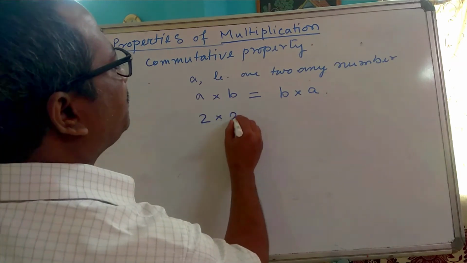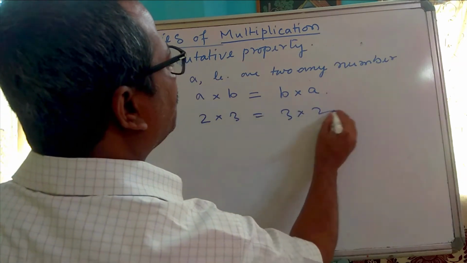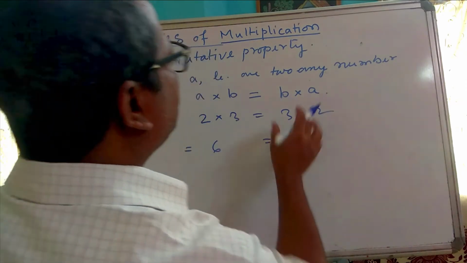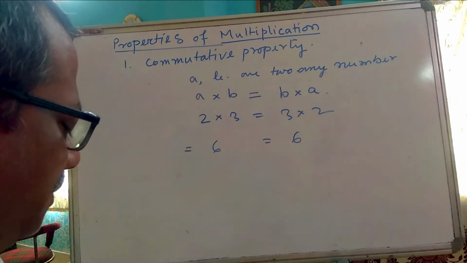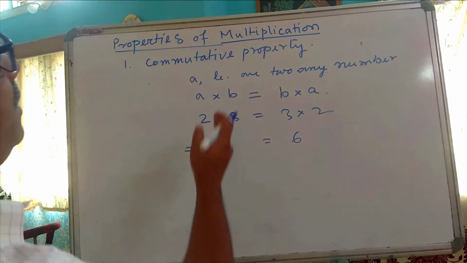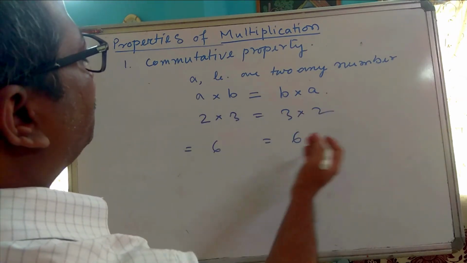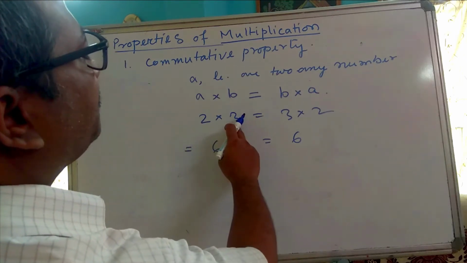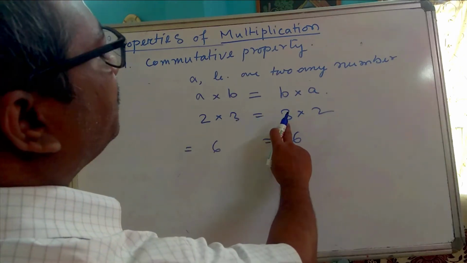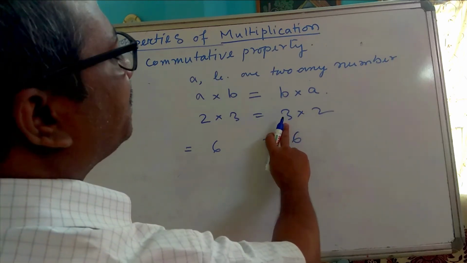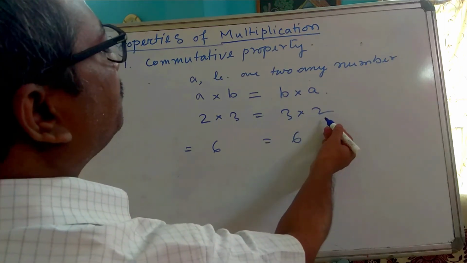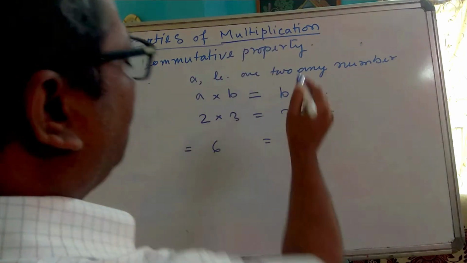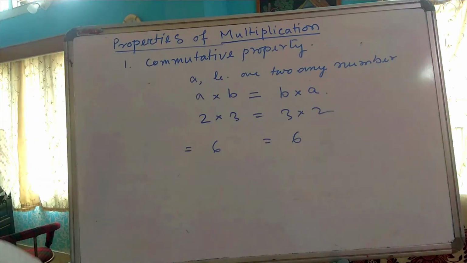Suppose 2 into 3 we can write and 3 into 2. What comes? 2 3s are also 6, 3 2s are also 6. This is called commutative property. The order of the number here changes, but if we change the order, in place of 2 we put 3, and in place of 3 we put 2, the product remains the same. This property of multiplication is called commutative property.